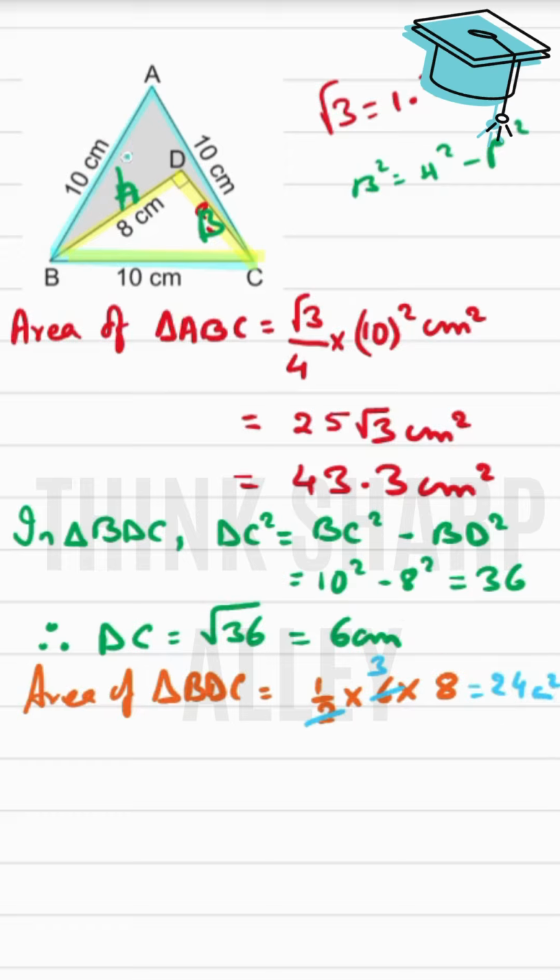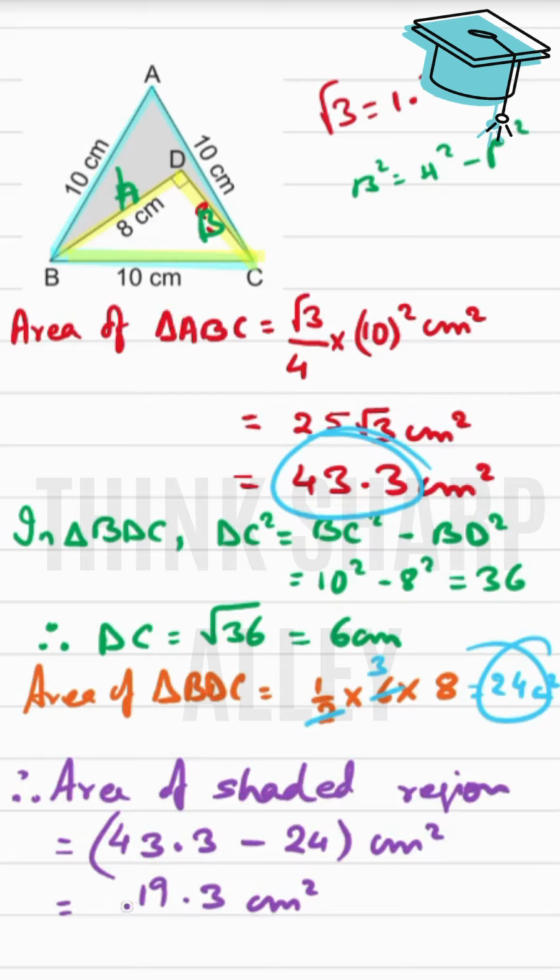Now we can easily find out the area of the shaded region. That is the area of the big triangle, which is this, minus the area of that small triangle, which is this. And there you go, 19.3 centimeter square.